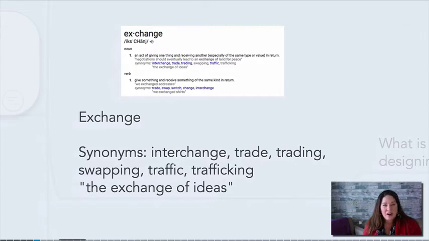Now, the other part of communication that was in the definition is exchange. So again, we're going to look at the definition. So it says an act of giving one thing and receiving another in return. How many of our conversations are exchanges? How many are one-sided? I wrote an email, I created a sequence, I sent it out. Nothing happened. I wrote an email, I created a sequence, I sent it out. Nothing happened.